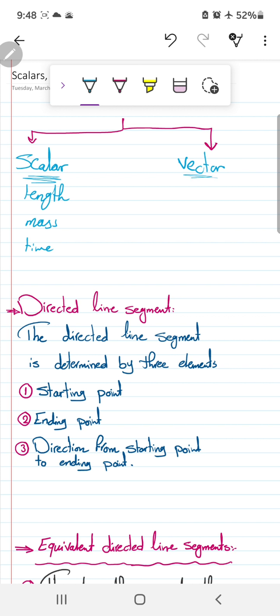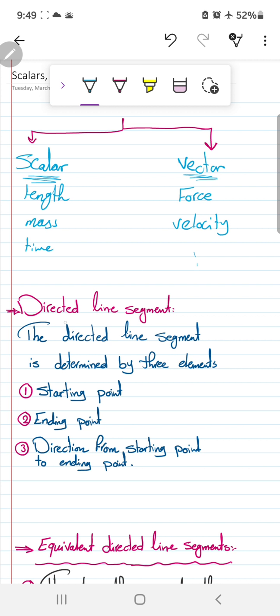What about vector quantity? Vector quantity is determined by the magnitude and the direction, like force, velocity, displacement, and so on. So we have scalar quantity, determined by only the magnitude, and vector quantity, determined by the magnitude and the direction.